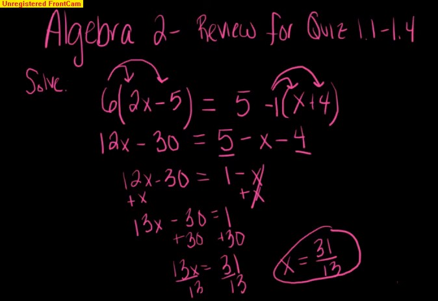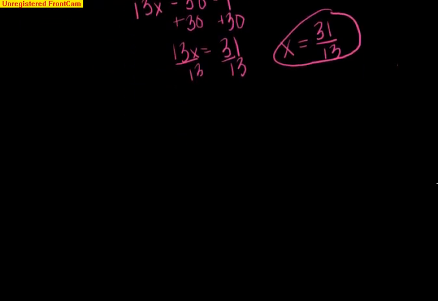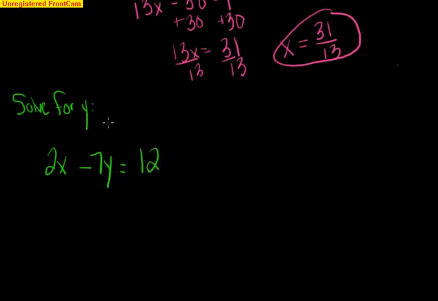I want to do one more problem in this video. It's still a solving, but a little bit different directions. This time, we'll switch colors a little bit. We'll go green. This time, it's going to say to solve for y. And you're not going to get a numeric answer. This is more of a rewriting. So we're going to have an equation that looks like this: 2x minus 7y equals 12. And the goal is to isolate the y, to get y by itself.